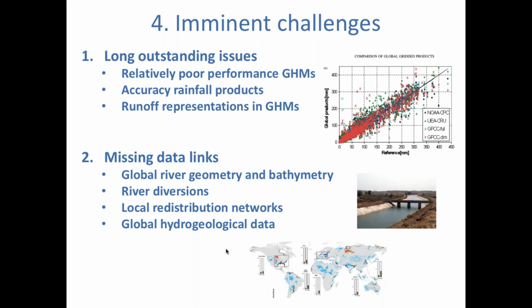One is global river geometry and bathymetry. River diversions are becoming more and more important, and also local redistribution networks, to see how much of the irrigation water comes from the pixel itself and how much comes from outside the pixel. And not last, but certainly not least, information about the subsoil. We really need better global hydrogeological data to have meaningful groundwater representations in our models.